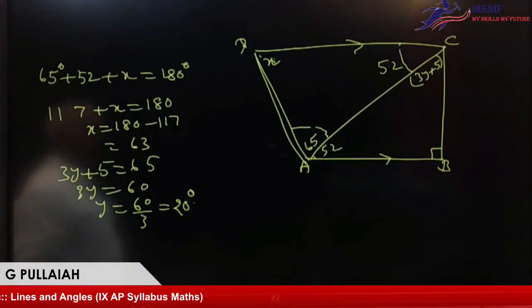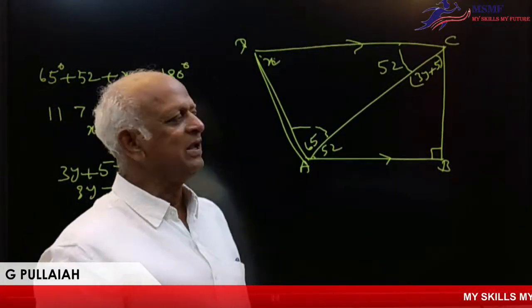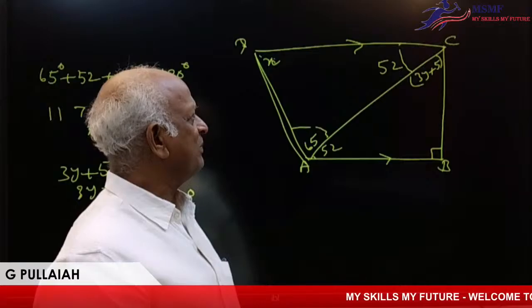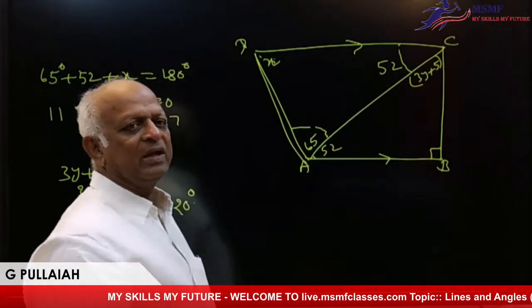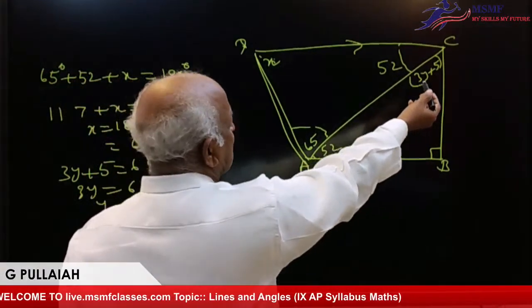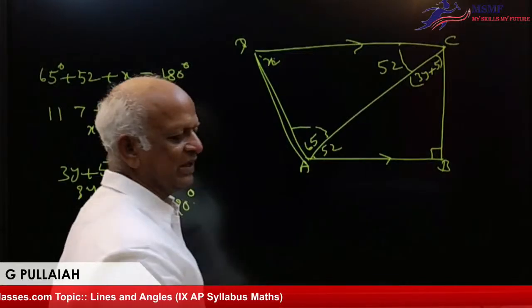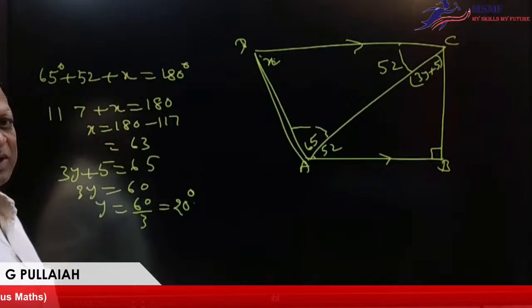Think very carefully. This problem is completely based on the alternate angles. Because here they ask, angle C is nothing but the alternate angle of angle A. Again, they ask angle y, which is related to 65 degrees. So based on that, we can find it very easily. Any question in the chat box?